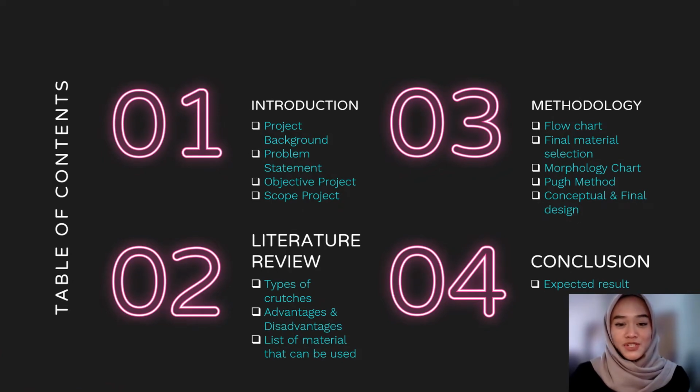This is the agenda for today's presentation. First, we're going to look at the introduction, which contains the project background, the problem statement, objectives project, and the scope project. Next is literature review, which elaborates more on the types of crutches, advantages and disadvantages, and list of material that can be used to make crutches. In methodology, flowchart, final material selection, morphology chart, path method, conceptual and final design will be shown. And lastly, we will see the expected result from this project at the end of this presentation.